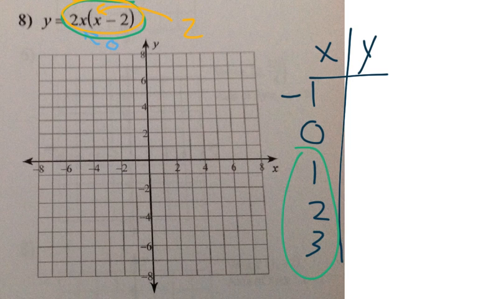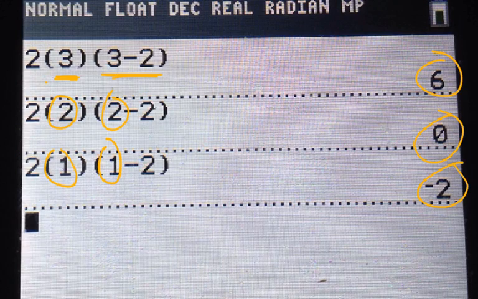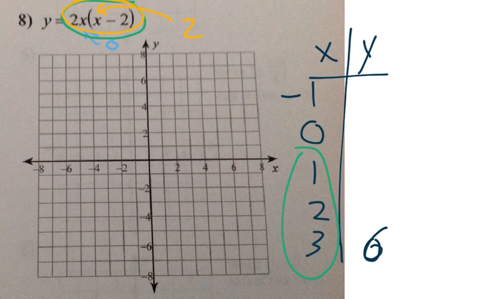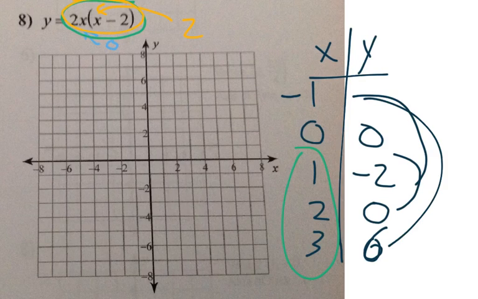So, here we go. When I plugged in the 3, I got 0, or sorry, 6. I'm a little tired, guys. Alright, 6. Just want to make sure I'm doing it right. When I plugged in the 2, I got 0. When I plugged in the 1, I got negative 2. By symmetry, 0 was 0. And of course, negative 1 goes with the 6, right? So don't forget your symmetry.